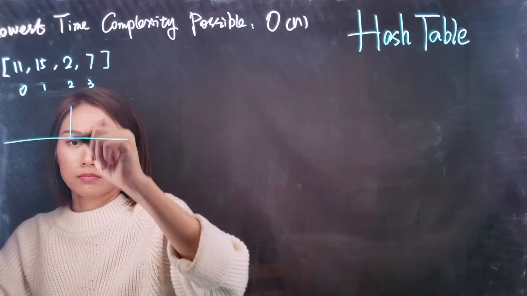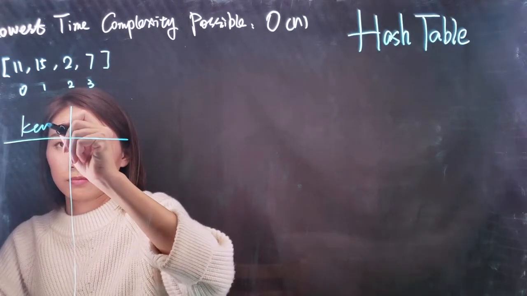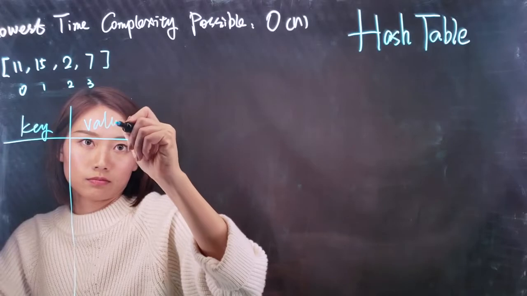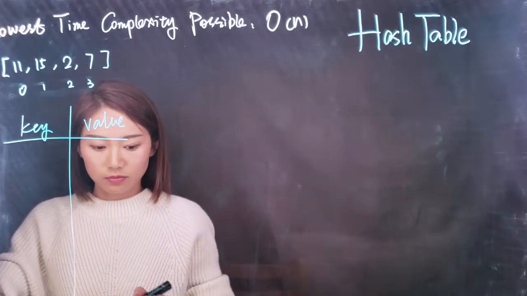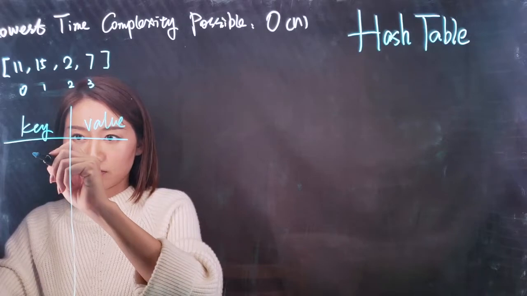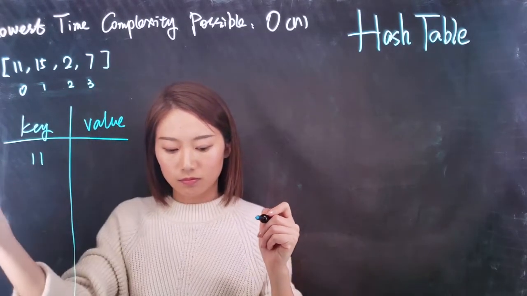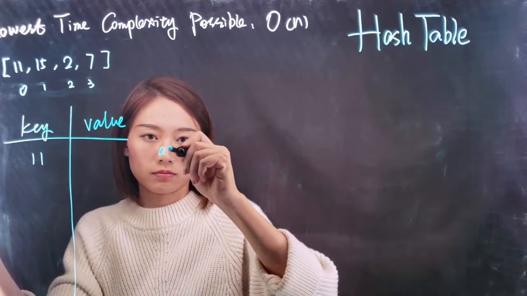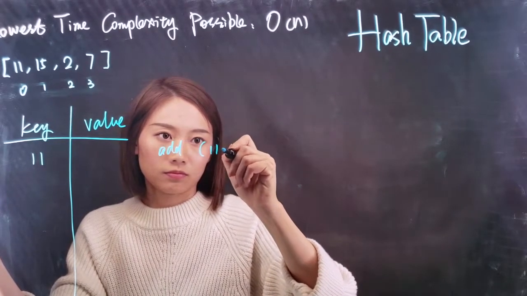Enough context, let's go back to the final solution. For the array of integers 11, 15, 2, 7 and the target number 9, we create a hash table for it. The keys are the integers and the values are their indices. So we start with the number at index 0, which is 11. The hash table is empty at this time, so we just add 11 and its index 0 to the table.